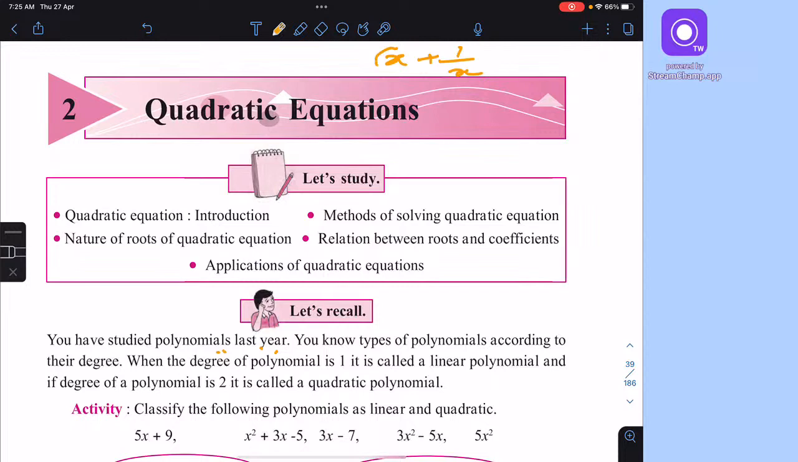Here the degree of the variable x is 1, whereas here this can be written as x raised to 1 plus x raised to minus 1. 1 upon x means x raised to minus 1. If you have 1 upon x square, this can be written as x raised to minus 2. So expressions may involve negative indices of the variable, whereas in polynomials we want only 0 or positive indices.